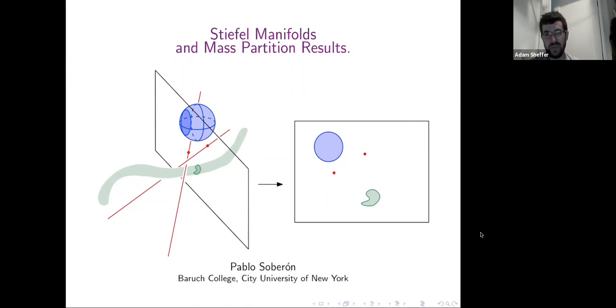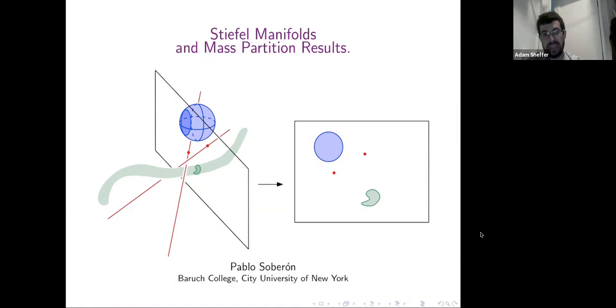So we're happy to have a talk by Pablo Soberón from our own group at Baruch College. I constantly feel lucky to have Pablo around. He's great. His research is the interaction between combinatorics and linear algebra and algebraic topology. In particular, last year, he had quite a big breakthrough with Florian Frick on settling completely a variety of Tverberg problems in higher dimensions.